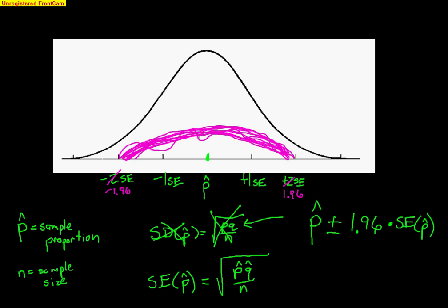Because I don't know what the true P is. I'm hoping it's not out here. I'm hoping the true P is not out here. That would be rare. I'm hoping that the true P falls somewhere in this range from 1.96 standard errors below to 1.96 standard errors above.